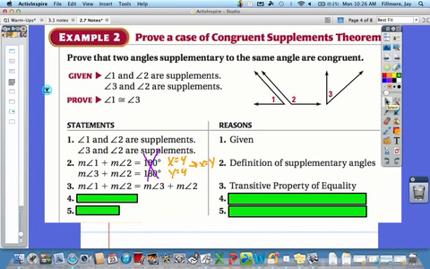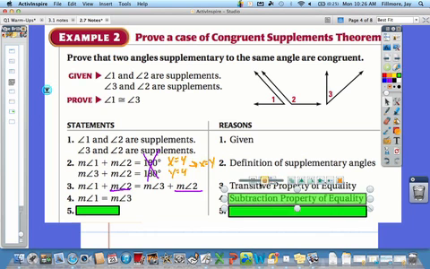So since they're equal to each other, my goal is to have angle 1 congruent to angle 3. Well, here I have some unneeded stuff. I have angle 2 on both sides that I don't need. So let's get rid of that angle 2 from both sides and just have angle 1 equals angle 3. And if we're subtracting it from both sides, that's our subtraction property of equality.